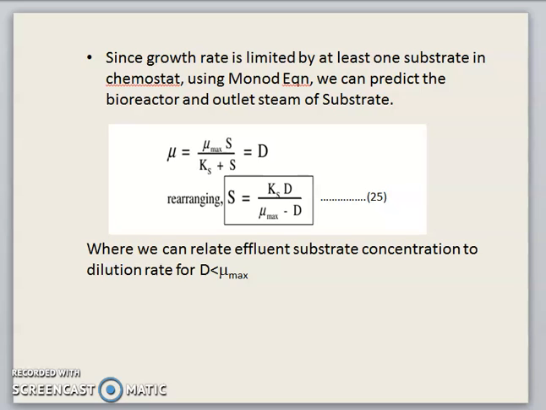Since growth rate is limited by at least one substrate in a chemostat, using the Monod equation we can predict the substrate concentration in the bioreactor outlet stream. At steady state we know that D is equivalent to mu. By rearranging the Monod equation in terms of substrate, we can relate effluent substrate concentration to the dilution rate for D less than mu max.